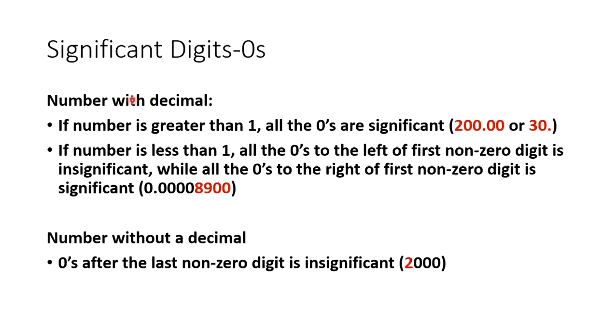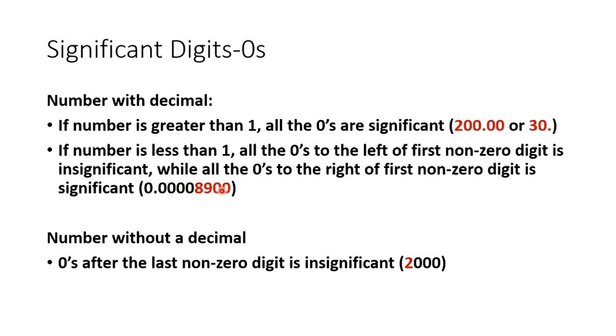So here is a rule that I think is quite effective in determining whether or not a 0 is significant. If a number has a decimal and the number is greater than 1, all the zeros are significant. So in this case, 200.00 has 5 significant digits and 30. has 2 significant digits. And if the number is less than 1, all the zeros to the left of the first non-zero digit are insignificant, and all the zeros to the right of the first non-zero digit are significant. So for example, there are 4 significant digits over here because these 2 zeros are to the right of the non-zero digits. If you think about it, these zeros are only here because the number is small and we need to put them there as placeholders.